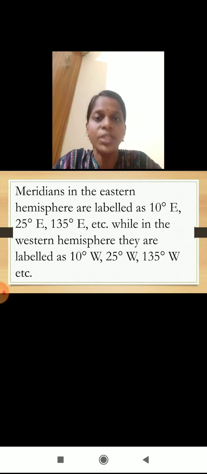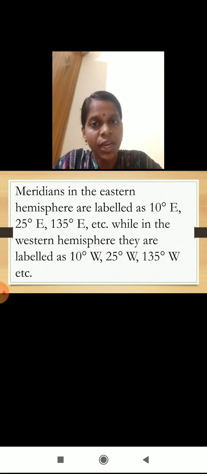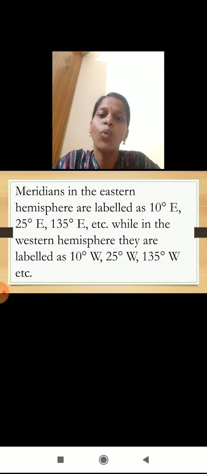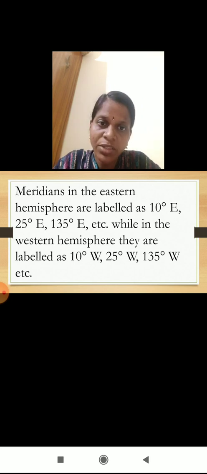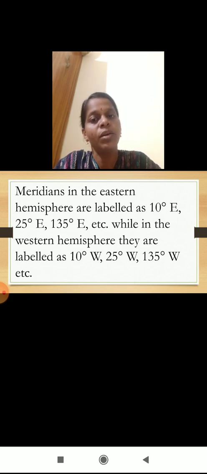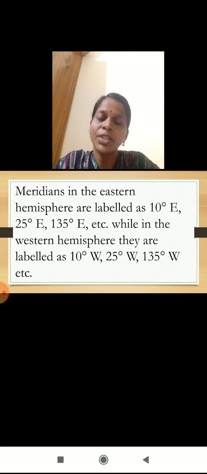Meridians in the eastern hemisphere are labeled, for example, as 10 degree east, 25 degree east, 135 degree east, etc. While in the western hemisphere they are labeled as 10 degree west, 25 degree west, 135 degree west, etc. In such a way, we label the degrees even in the longitude. Okay.